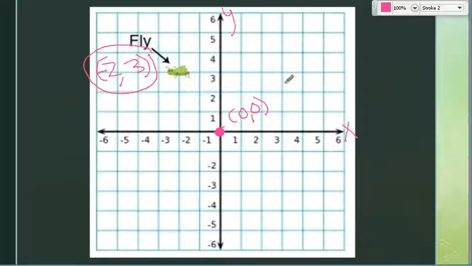I want you guys to watch this fun little clip, and I think it will help you understand how to plot points a little bit better.